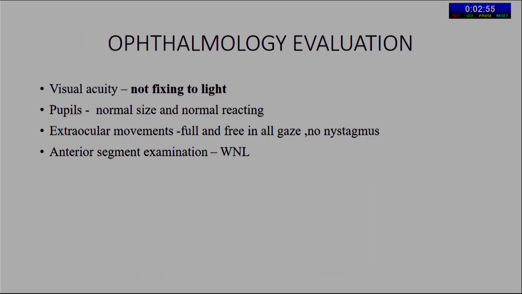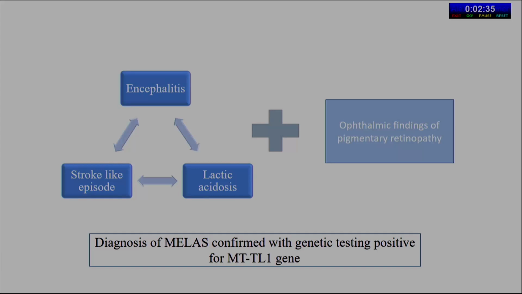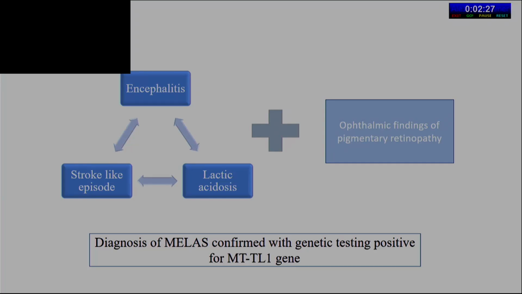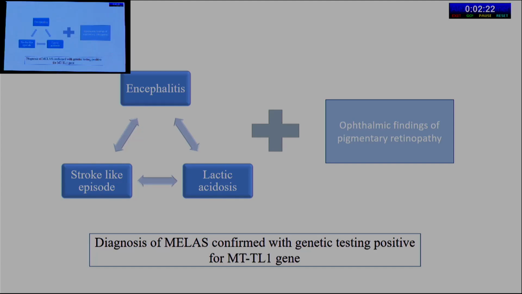Upon ophthalmologic evaluation, we found the child was not fixing to light, pupils were normal size and normally reacting, extraocular movements were full, and anterior segment examination was within normal limits. Posterior segment examination revealed pigmentary changes at the posterior pole, which are observed in 40 to 50% of MELAS patients. So with a triad of clinical presentation of encephalitis, stroke-like episodes, and lactic acidosis, along with our finding, that is ophthalmic pigmentary retinopathy, the diagnosis of MELAS was confirmed later with genetic testing, which was positive for the MTTL1 gene.